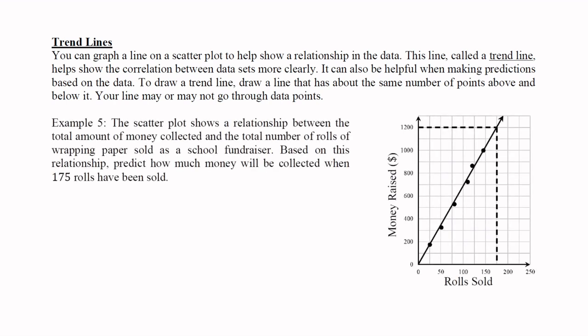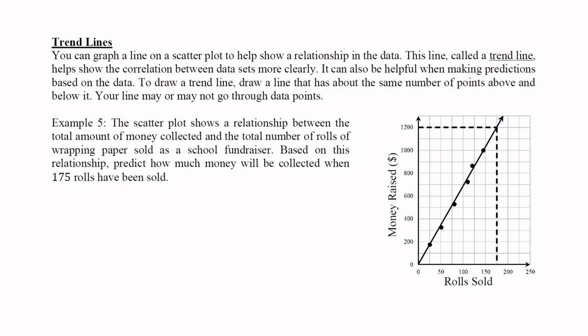So in this example, the scatter plot shows a relationship between the total amount of money collected and the total number of rolls of wrapping paper sold as a school fundraiser. Based on this relationship, predict how much money will be collected when 175 rolls have been sold.